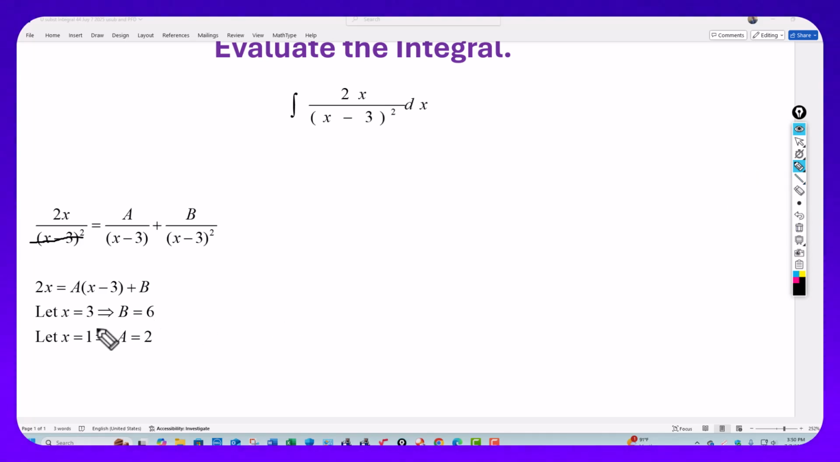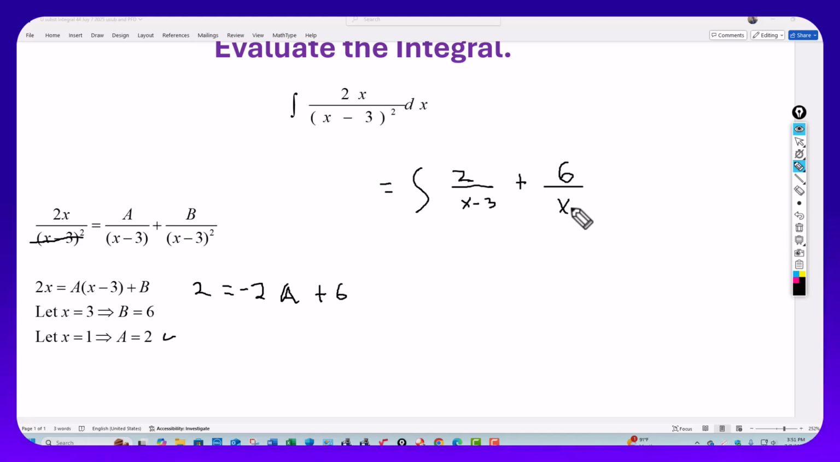If I pick x to be 1, then on the left side I'll have 1 times 2, which gives me a 2. On the right side, it'll be 1 minus 3, which is a negative 2, so it can be negative 2a. We already know b is 6. Take the 6 over, it gives me 2 minus 6, which is negative 4. Divide by negative 2, we get a to be 2. So then this would be written as the integral, a is 2 over x minus 3. And then the b is 6 over (x minus 3) quantity squared.